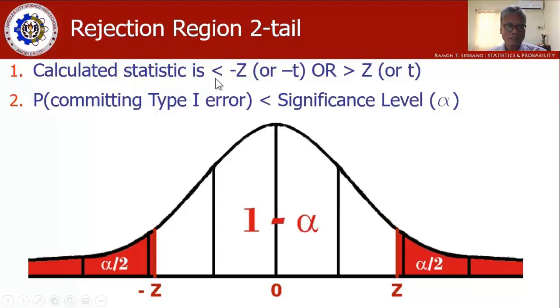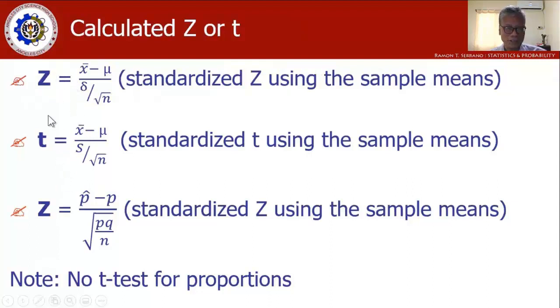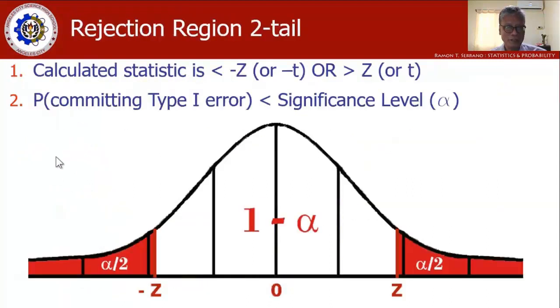If the calculated statistic, the z or t, or z again for proportion, is less than negative z here, then you will have that area as a rejection region. Or if your calculated z is greater than the z here, then that belongs in this red area on the right.